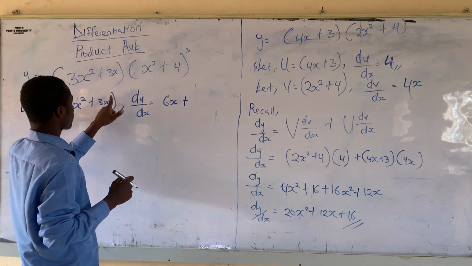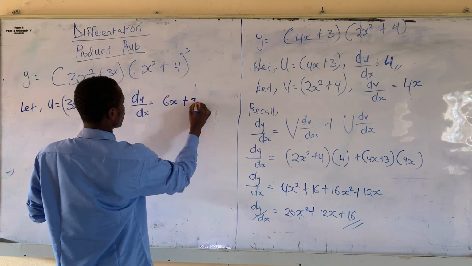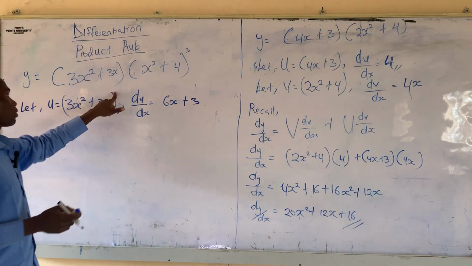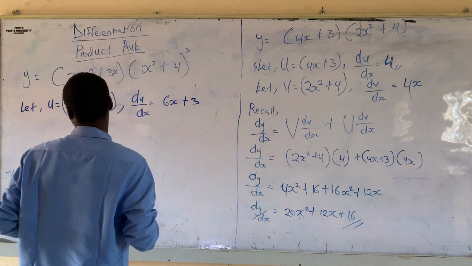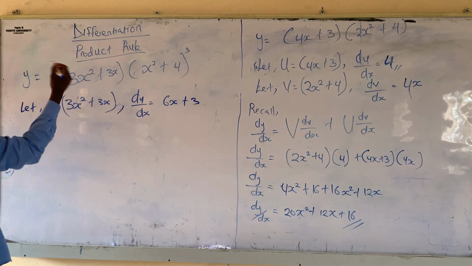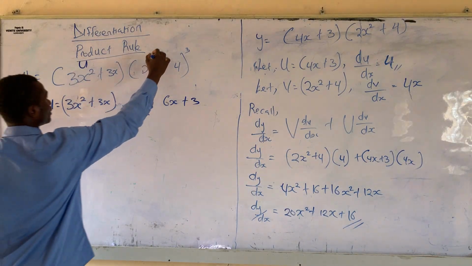So this becomes 1 times 3, which is what? 3. 1 minus 1 is 0. s raised to power 0 is 1. 3 times 1 is what? 3. So, let's just note, this will always be your u, and this will always be your v.